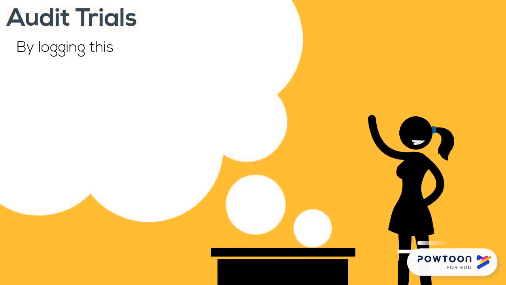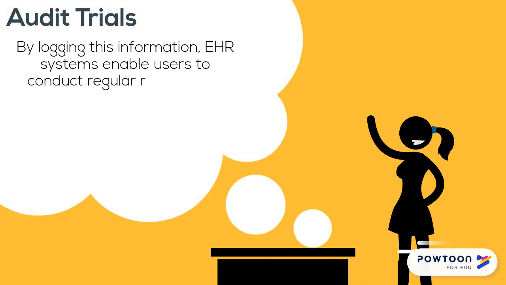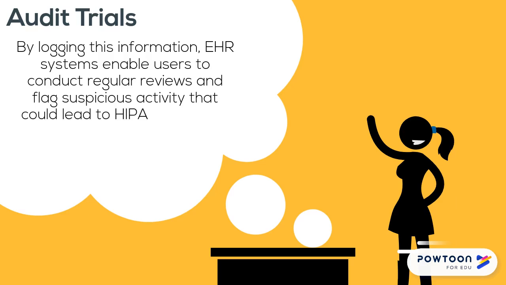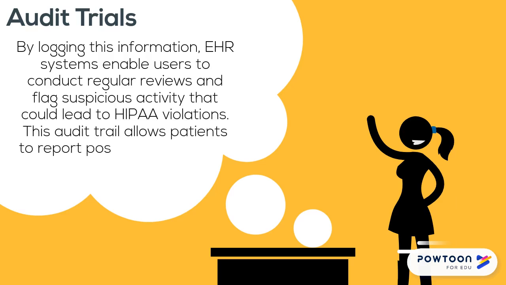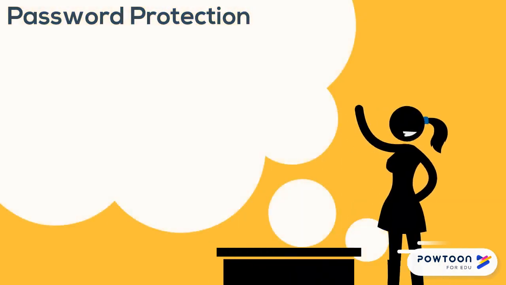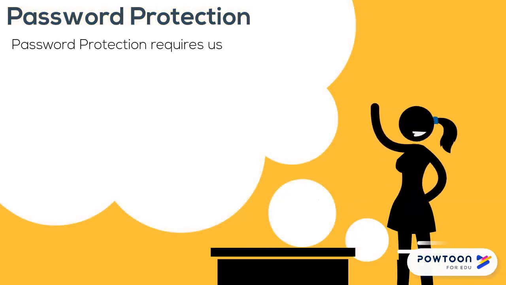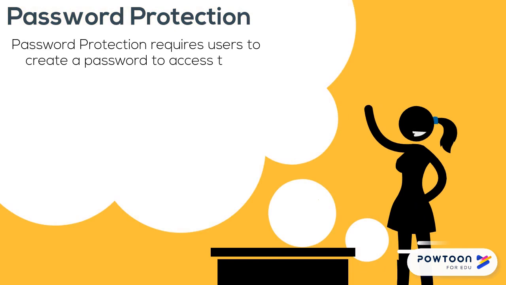By logging this information, electronic health record systems enable users to conduct regular reviews and flag suspicious activity that could lead to HIPAA violations. This audit trail allows patients to report possible breaches as well. Password protection requires users to create a password to access their information.